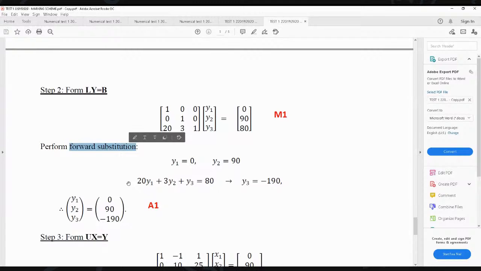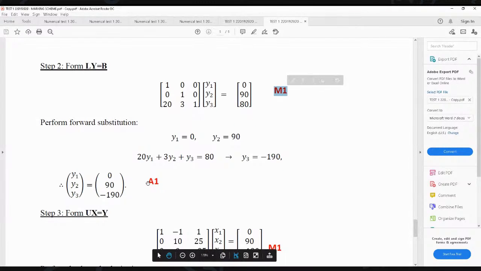forward substitution. All right. So from here you can know that y1 is equal to 0, y2 is equal to 90, and for y3 you need to do this operation: negative 190. So you must write the method, because then you will get the method marks and then you can get the answer. Actually, you are using the calculator to get the values: W1 is 0, W2 is 90, W3 is negative 190.